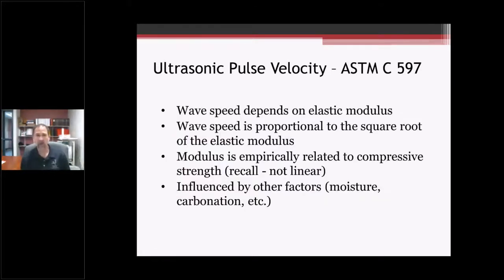As we mentioned before, wave speed depends on elastic constants, or elastic modulus. The wave speed is proportional to the square root of the elastic modulus. The modulus is empirically related to compressive strength, but remember, it's not linear. It can be influenced by a number of different factors: moisture, carbonation. Carbonation actually densifies and hardens the surface a little bit. In that regard, Rebound Hammer can also be influenced by surface carbonation.